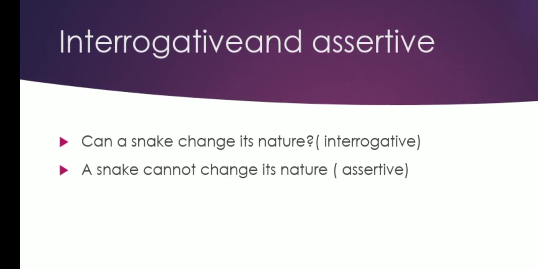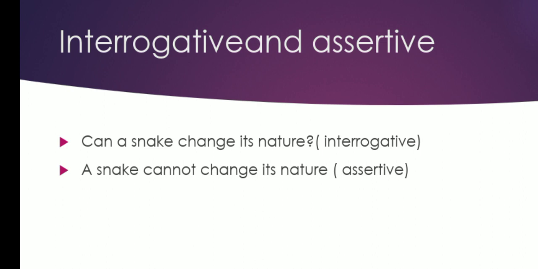Now if I give an example: Can a snake change its nature? Now, question mark, this is interrogative. Can a snake change its nature? You have to turn it to assertive: A snake cannot change its nature. Now this is what? A declarative sentence. Can a snake change its nature? It's a question. A snake cannot change its nature. From interrogative you have changed into assertive.